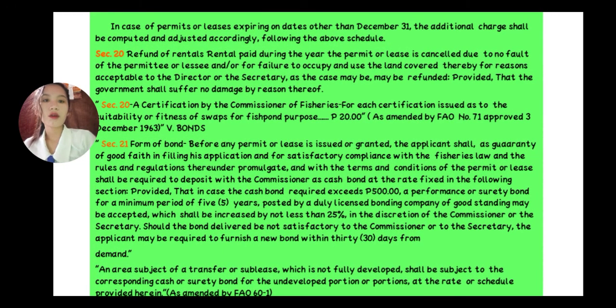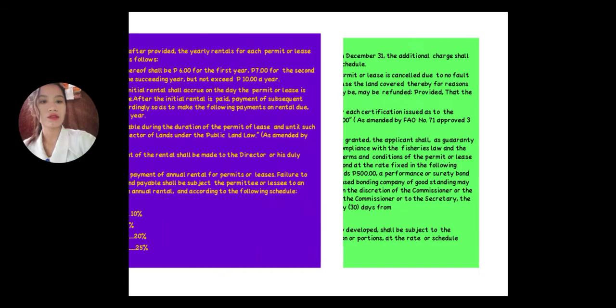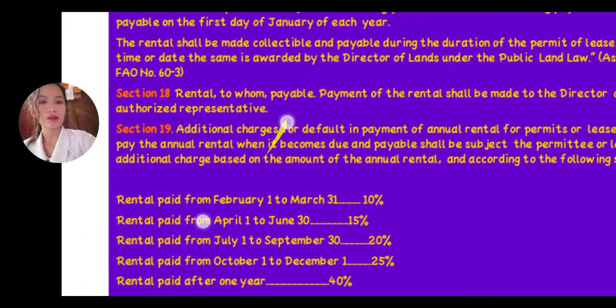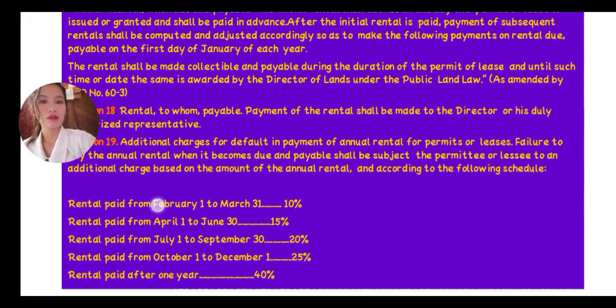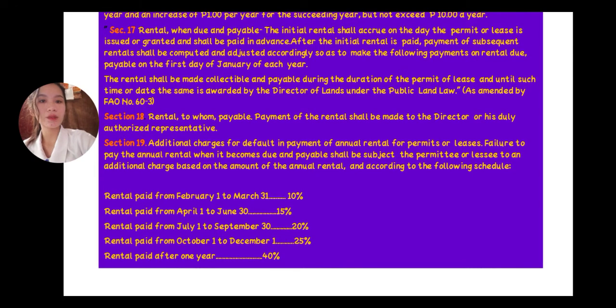In case of permits or leases expiring on dates other than December 31, the additional charge shall be computed and adjusted accordingly following the above schedule. So mao tong schedule katong nasa baba tong mga April. So mao ni ang schedule. So mao to, January, kada first day of January sa kada year.